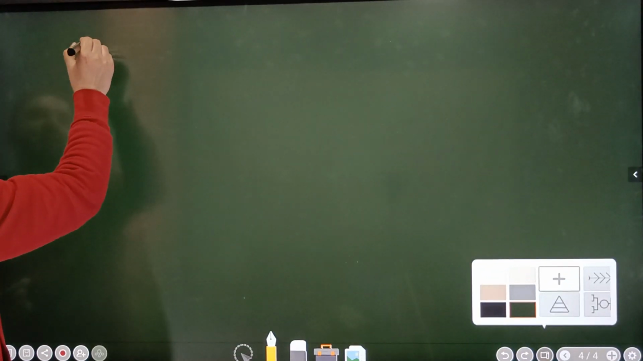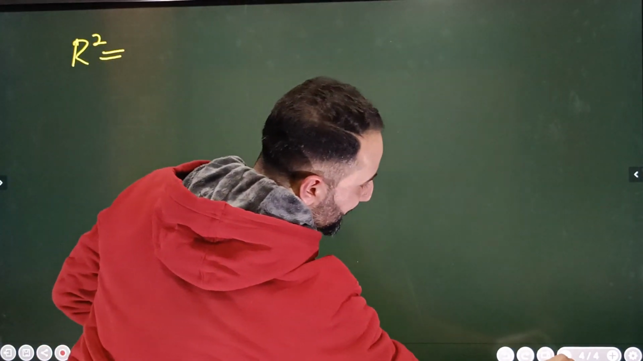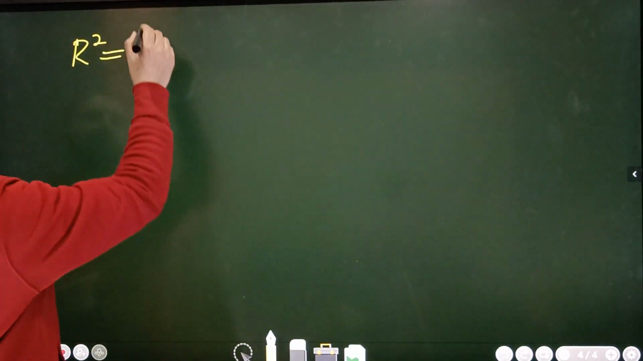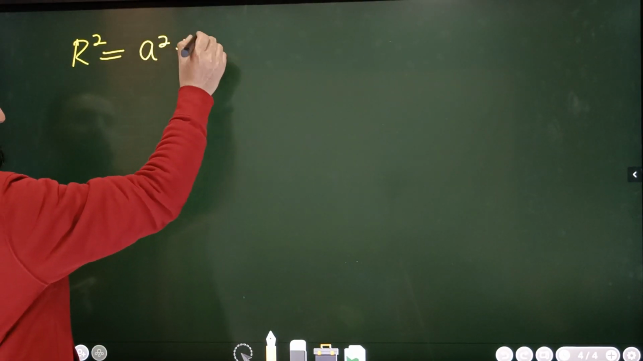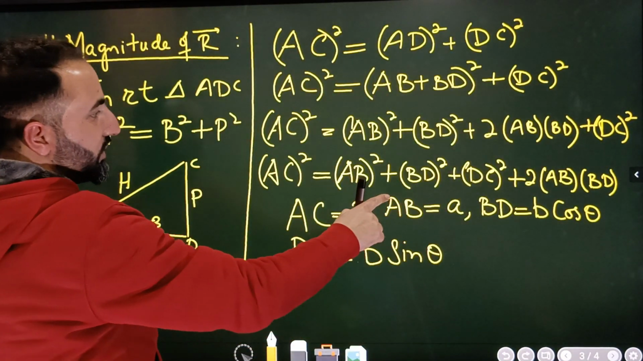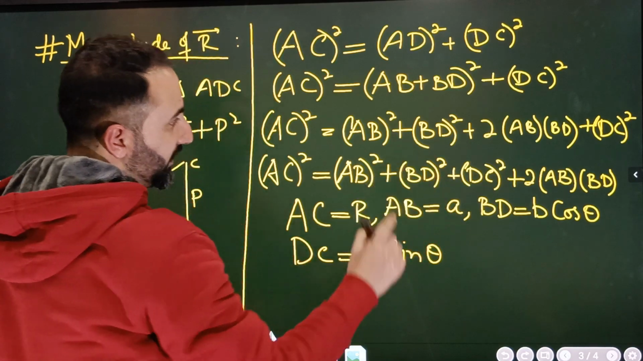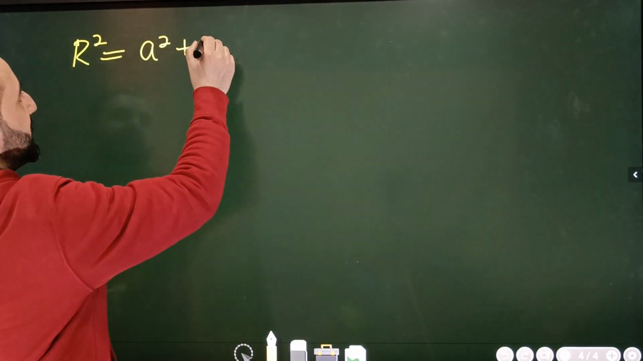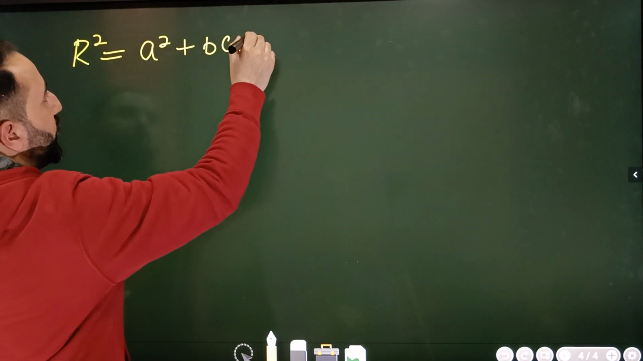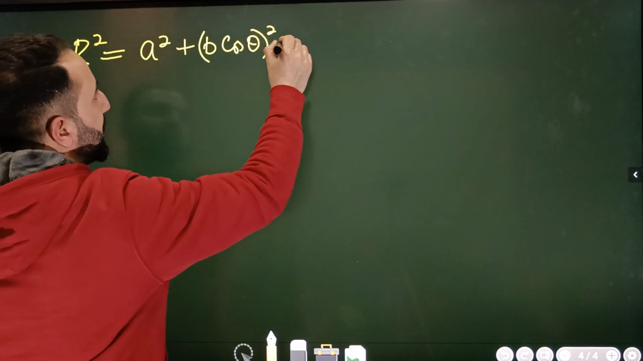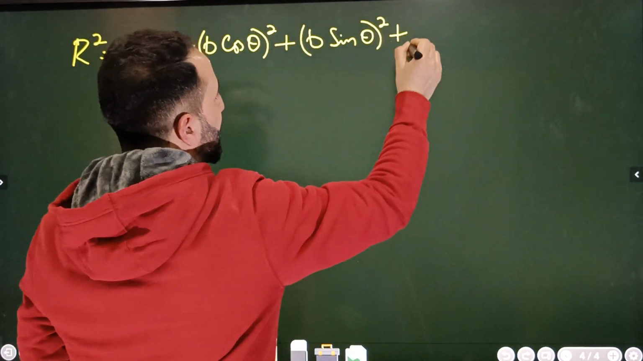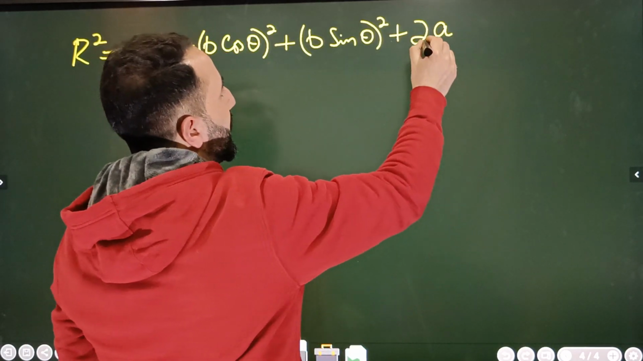So the equation is like this. AC is R, so it will be R square is equal to, for AB square, I write A square, plus next, DC square, which is B sin theta whole square, plus BD square, which is B cos theta whole square, plus 2 multiplied by AB, which is A, then BD, which is B cos theta.